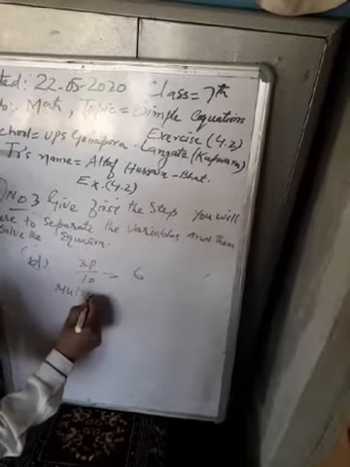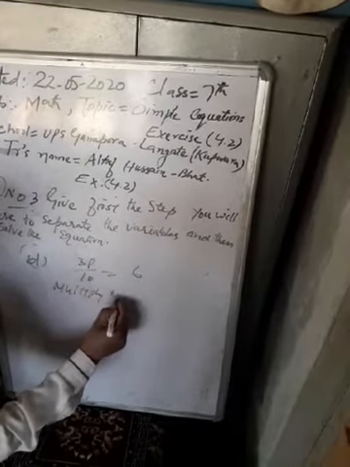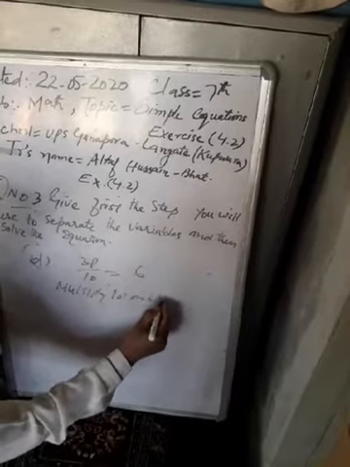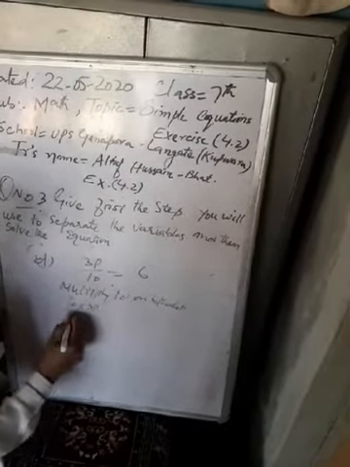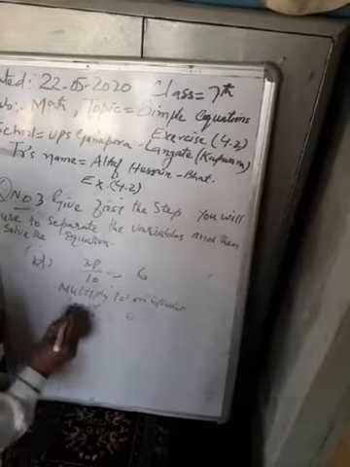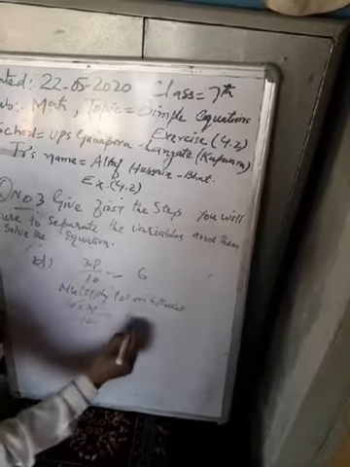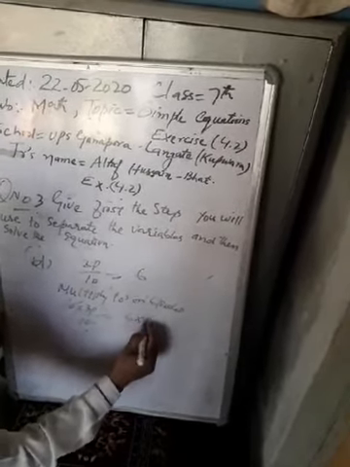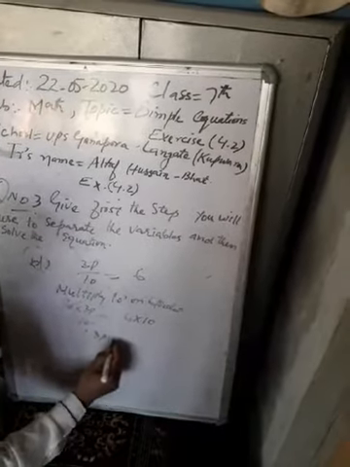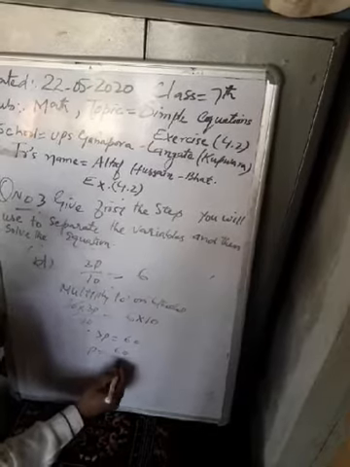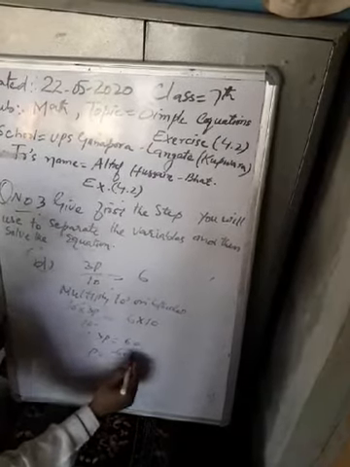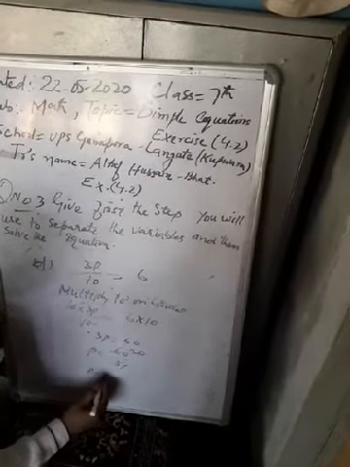So that becomes multiplying 10 on both sides. 10 into 3p divided by 10 is equal to 6 into 10. This 10 and this 10 gets cancelled. So that becomes 3p is equal to 60. So that becomes p is equal to 60 divided by 3. 3 ones are 3, 3 twos are 6. So value of p is equal to 20.